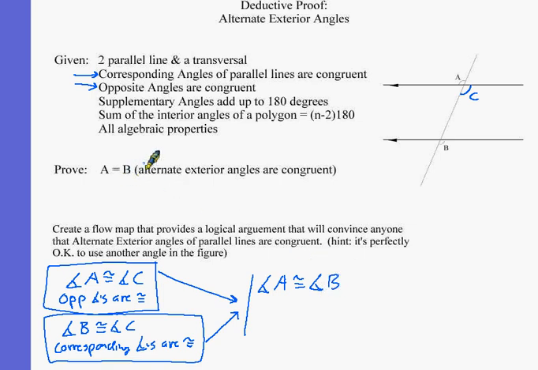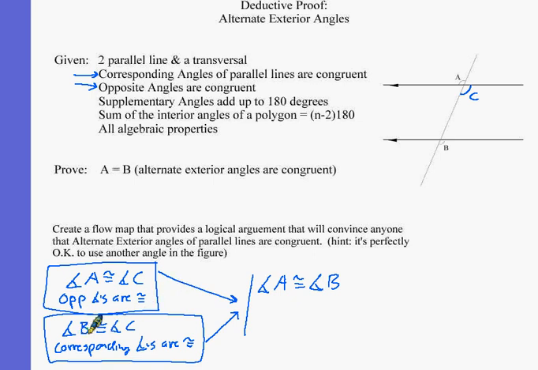Notice that's what we were trying to prove. We're actually not solving for anything. And now we have to think about, well, how do we get from these two to this? And what we can do, there's a couple ways of doing it. One is an algebraic property called the transitive property. There is another algebraic property which I kind of like for this, which is the substitution property.